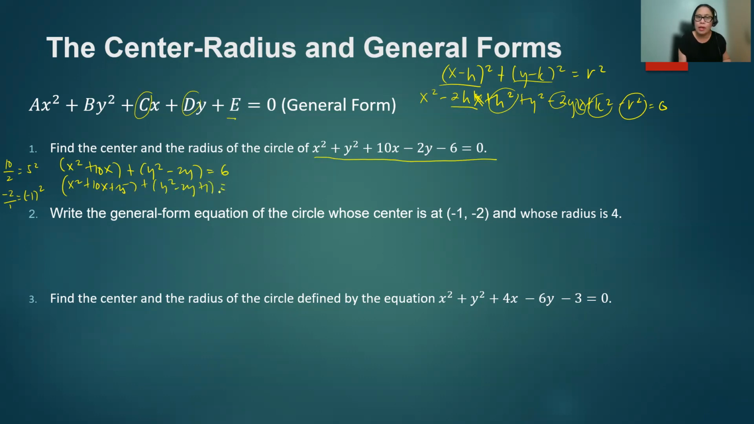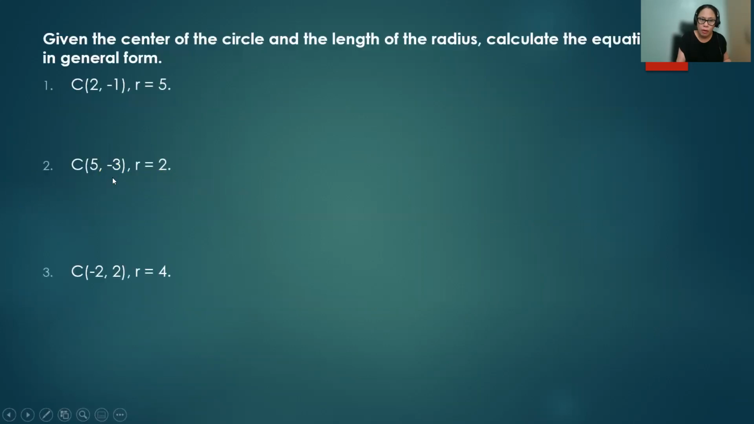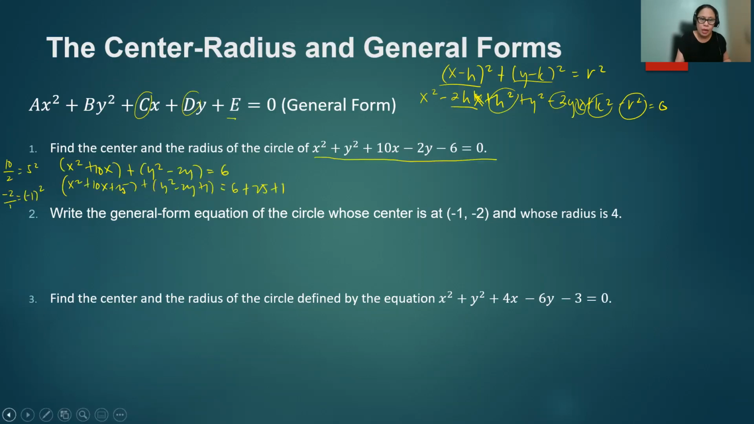Now, class, whatever value we added on the left side has to be done on the other side to retain its equality. So we have 6 plus 25 plus 1. Next, we factor each perfect square trinomial. How do we do that? We extract the square root of the first term, and the square root of 25. So that's x plus 5 quantity squared. Here we extract the square root of y squared, then copy the sign of the middle term, square root of 1, quantity squared. And 6 plus 25 plus 1, we get 32.